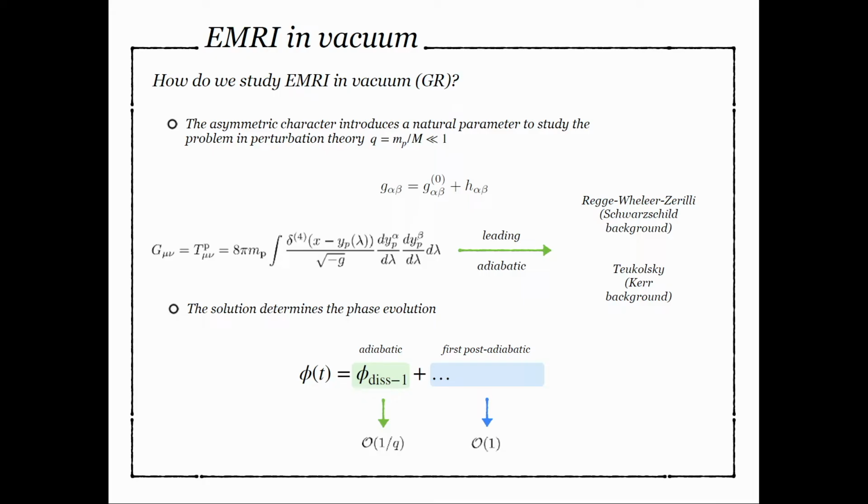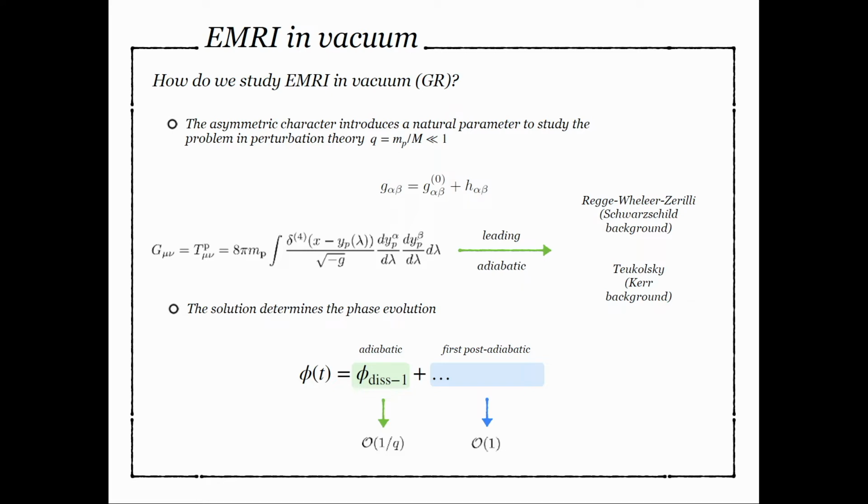Okay, this is an Einstein equation sourced by the light particle. You want to solve this. And at the leading order, depending on whether your background is not rotating or rotating, you get what are called the Regge-Wheeler or Teukolsky equation, basically. And you want to know this because it gives you the phase evolution of the binary.